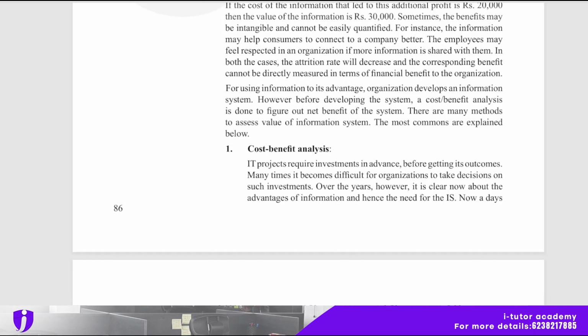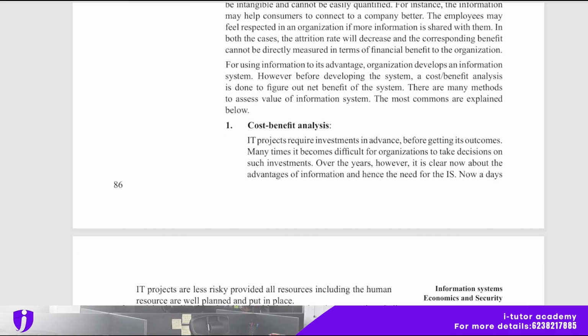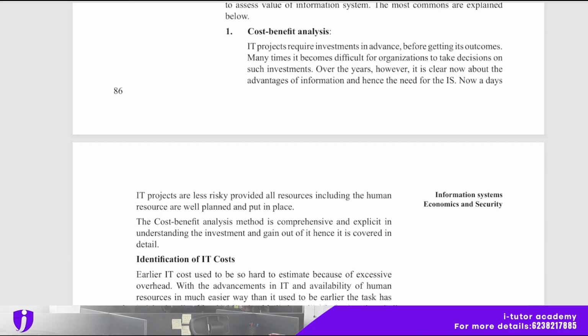However, before developing the system, a cost benefit analysis is done to figure out the net benefit of the system. There are many methods to assess the value of an information system. The most common are explained below. There is cost benefit analysis.